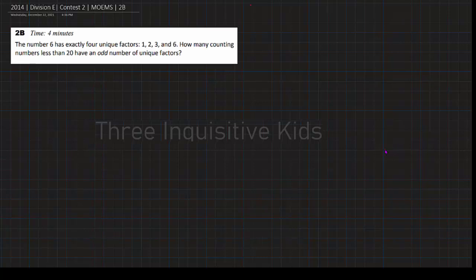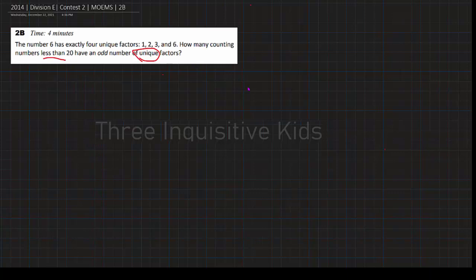2b. The number 6 has exactly 4 unique factors: 1, 2, 3, and 6. How many counting numbers less than 20 have an odd number of unique factors? So this is giving an example. The number 6 has these factors: 1, 2, 3, and 6. They're all unique, which means you can't repeat them. So it has 4 unique factors.